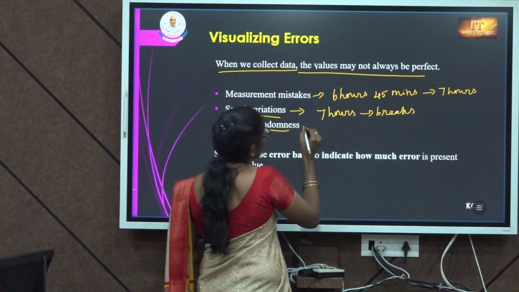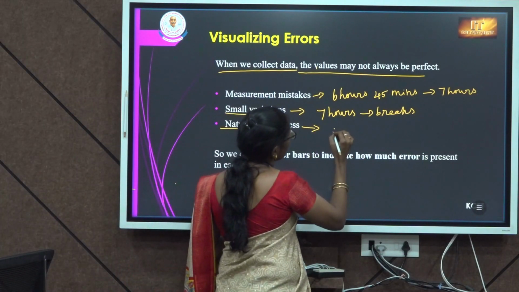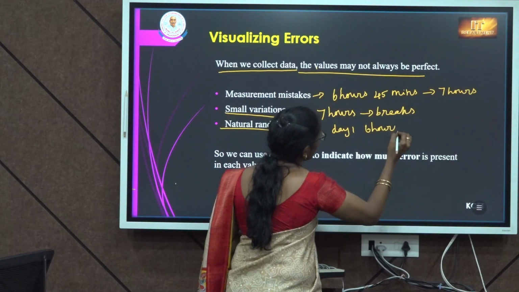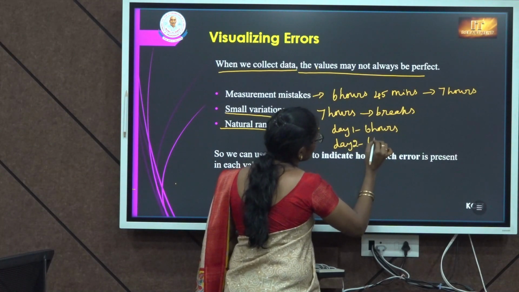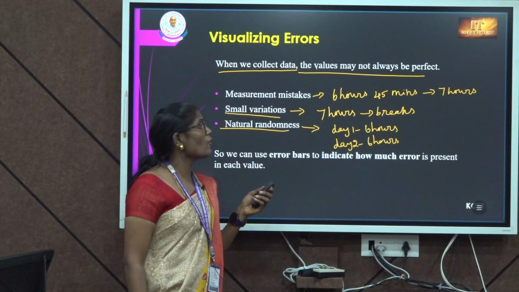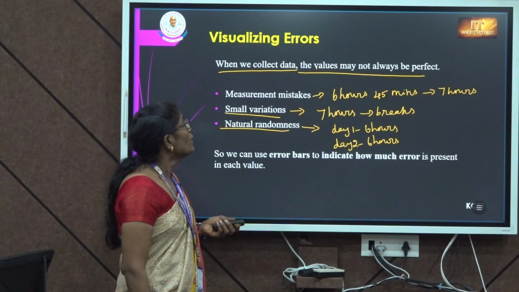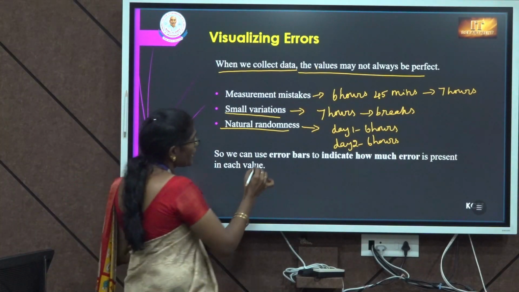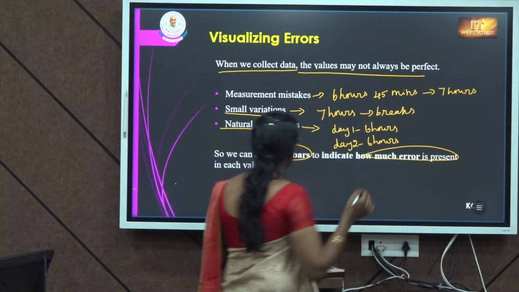Next one is natural randomness. Assume a student studied for 6 hours on day 1 and 6 hours on day 2, but maybe the concentration level on day 1 is high and on day 2 is low. This is called natural randomness. So, we can use error bars to indicate how much error is present in the data.